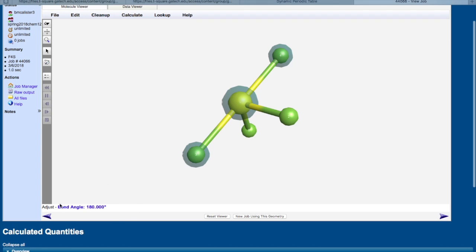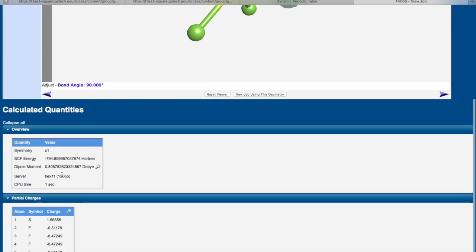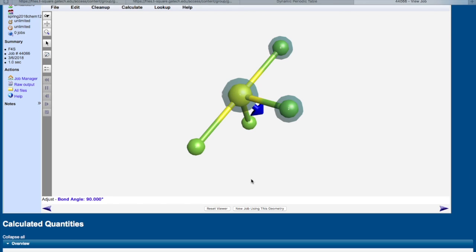So this first bond angle is 180 degrees exactly. The second one is 120 degrees exactly. The third is 90 degrees exactly. And this is an ideal trigonal bipyramidal arrangement bond angle.